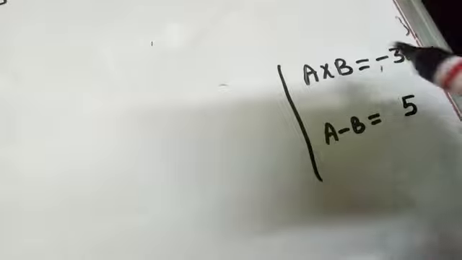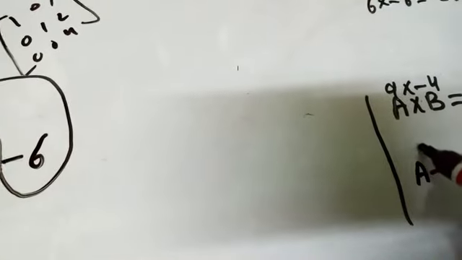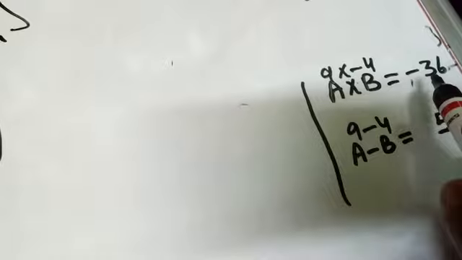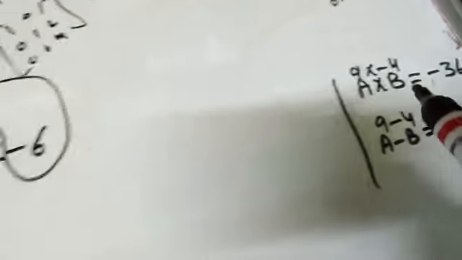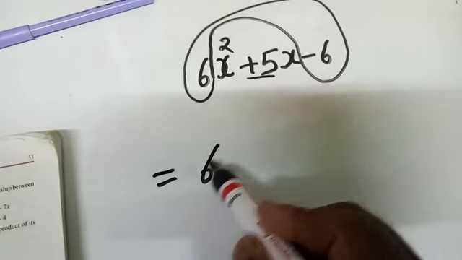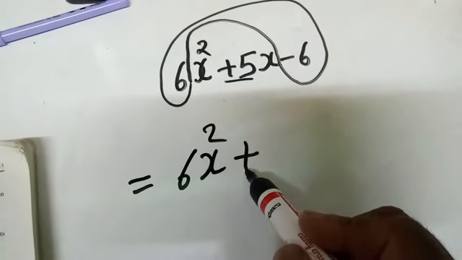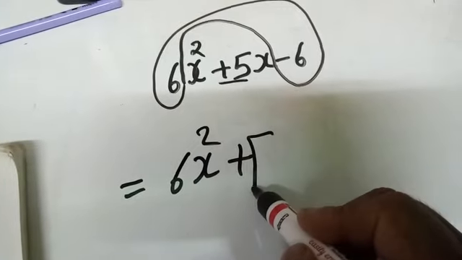So for that, there is a condition. It is 9 into minus 4 and 9 minus 4, because 9 into minus 4 is minus 36, and 9 minus 4 is equal to 5. So for finding the factors, we can write it as 6x square, and here always write the plus sign, even if there is a minus sign, we always write the plus sign.